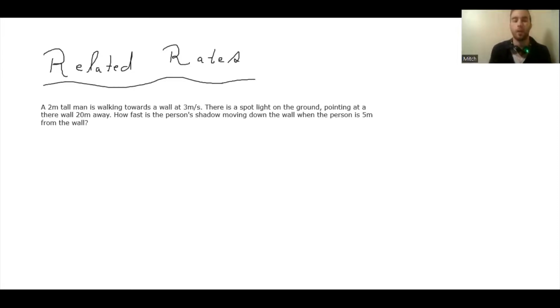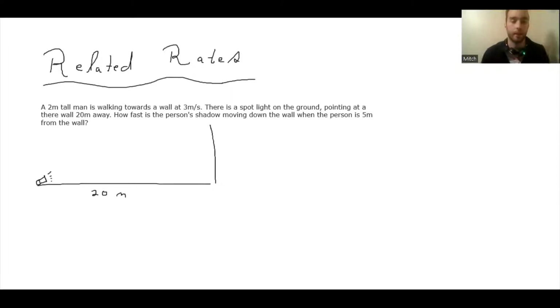Oftentimes, if you can't immediately think of what equation you're going to use, I find the best thing to start these problems off with is to draw a picture. So right here, we know that there's a little spotlight on the ground. Boom, boom, boom. So this is my little spotlight, and this is 20 meters away from some wall. So this is the wall.